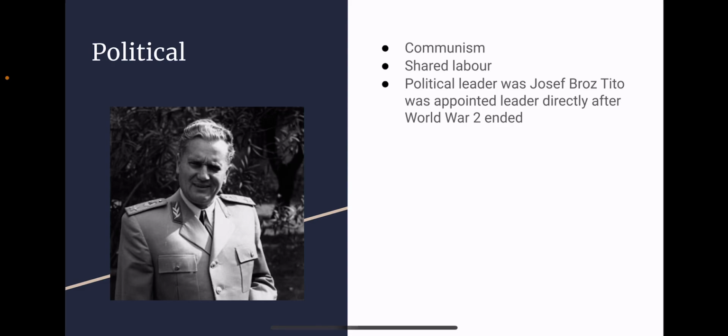Some political forces. Serbia was known to be a communist country. They did have shared labor until the political leader Josip Broz Tito was appointed leader directly after World War II ended, and this is an image of him on the left.